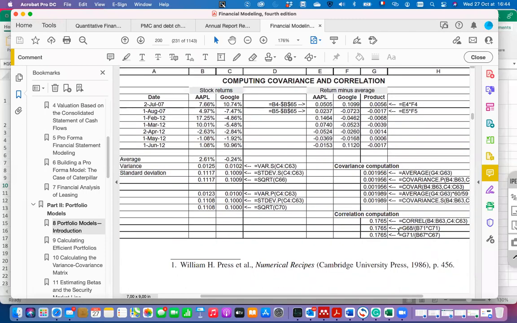See, for example, for the correlation computation here, we have the same result whether you use the population or the sample. So the only difference between P and S is in the standard deviation, variance, and covariance. But for the mean and the correlation coefficient, you don't have any difference.